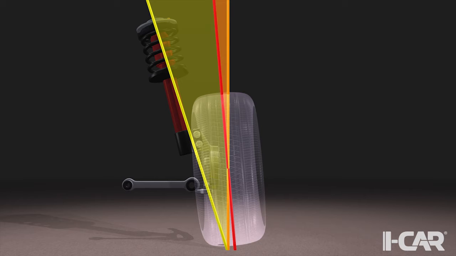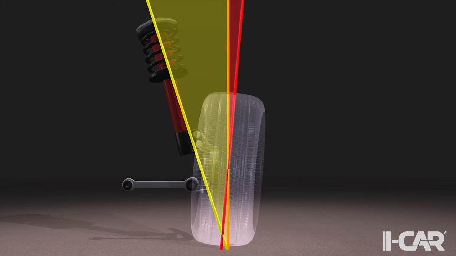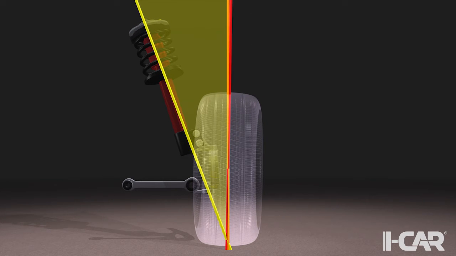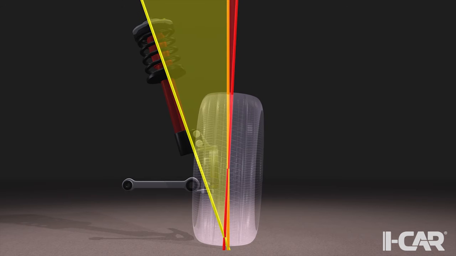On vehicles with strut-style front suspension, SAI is affected by structural body alignment and the positioning of the lower ball joint. Watch what happens if the strut tower position is changed. SAI and camber both change, but included angle does not.